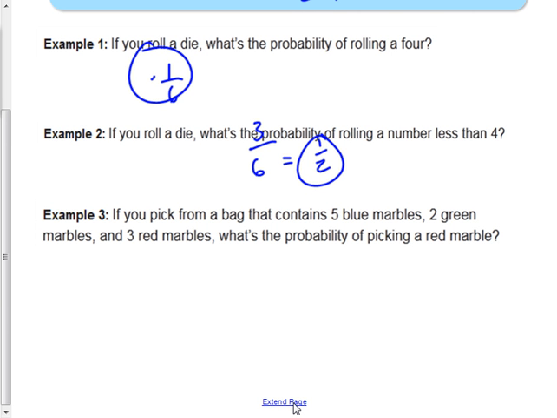If you pick from a bag that contains 5 blue marbles, 2 green marbles, and 3 red marbles, what's the probability of picking a red marble? Well, there are 3 red marbles out of 10 marbles altogether. So if we go 5 plus 2, that's 7, plus 3 more is 10. So 3 out of 10, and that would be my total. I can't simplify that. If you can simplify, you should always simplify your probability ratios. But 3 out of 10, we can't simplify that.